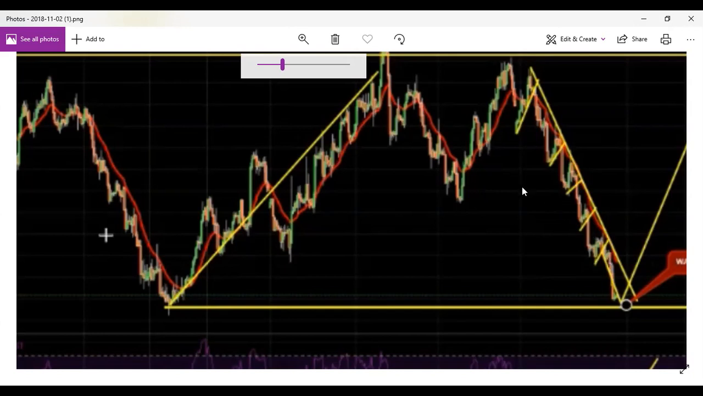So by looking at it forming a pattern, you can kind of see the market in a rhythm. It's in a certain rhythm. And that's where we're trying to figure out, well, when exactly do we get in? Okay. And that's what I'll show you in a little bit.